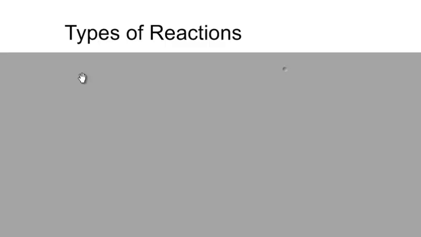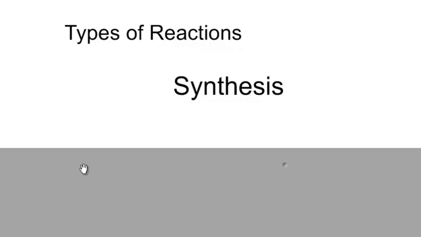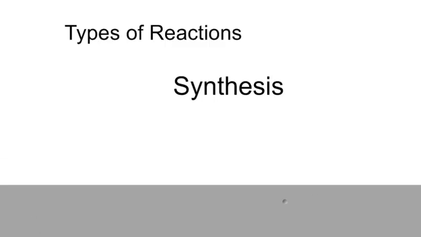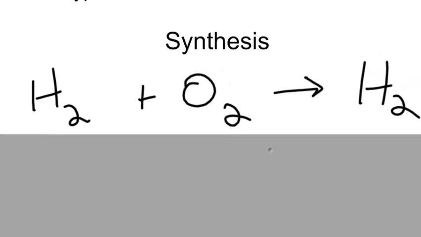So the first one we're going to talk about is called synthesis. Synthesis is a perfectly good English word. It means to make something. So that's what synthesis is. It's two reactants coming together to form one product. Very often it's two elements coming together to form a compound. So a synthesis reaction might be hydrogen gas plus oxygen gas becoming water.